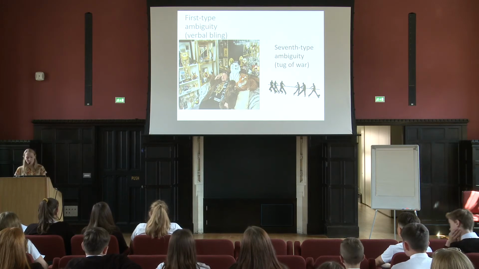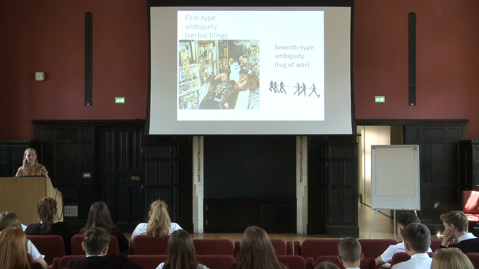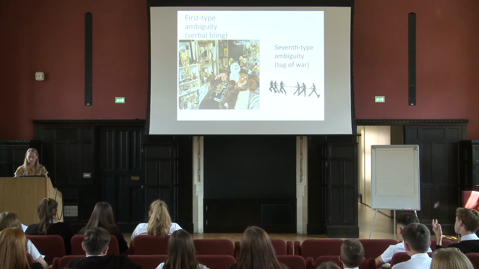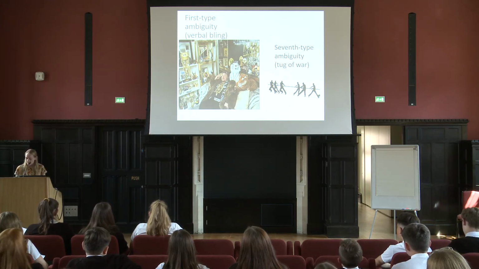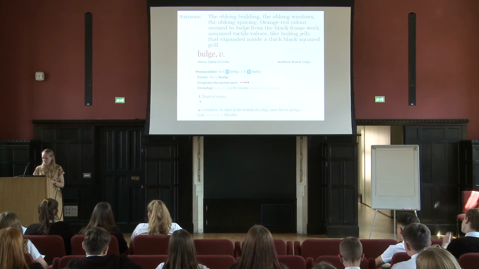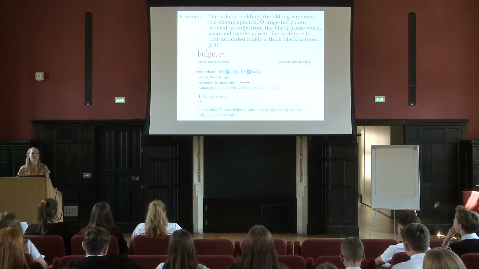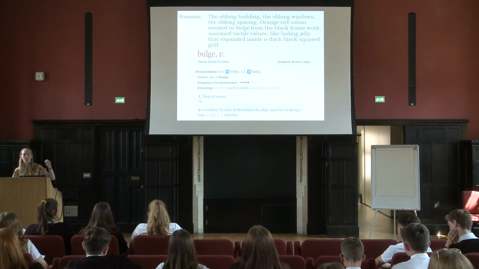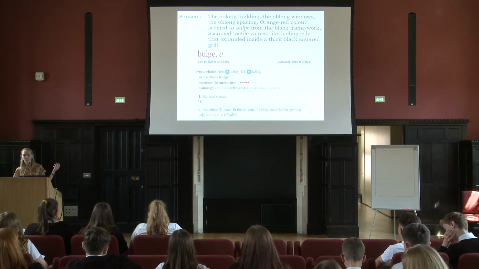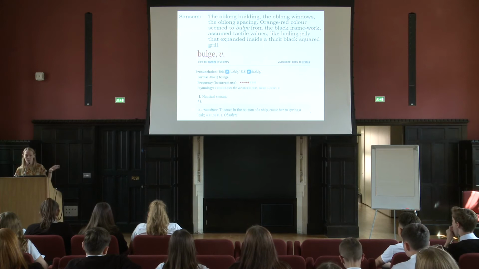So can we see this at work in The Wall? Does The Wall have words that are first type ambiguities and seventh type? I think it does, and I'm going to take you through a few examples now. So let's take the word bulge for our first type ambiguity. You've probably noticed the word bulge because it's the only word in the story that bulges out in italics from the prose.